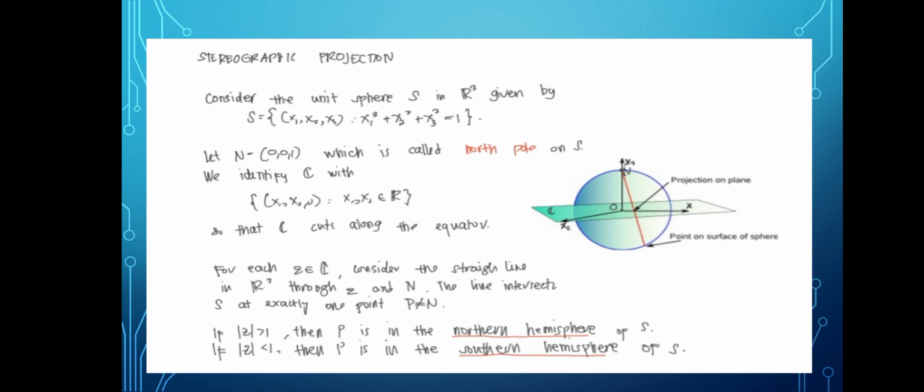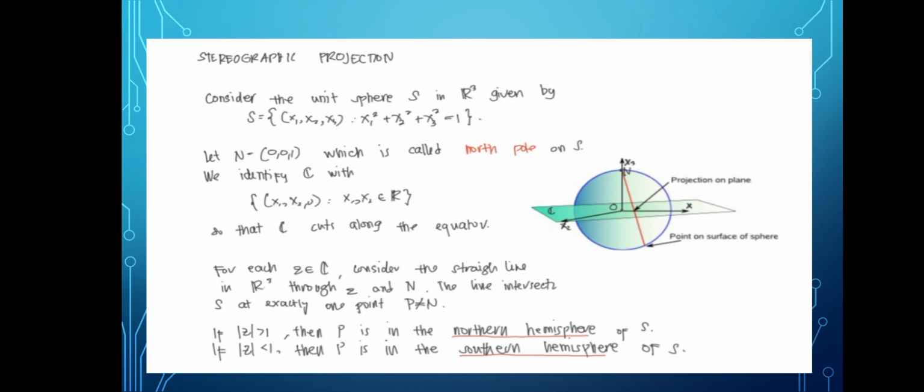The blue surface there will be called our sphere. By the way, a circle and a sphere are different. As we see, at the very top of our sphere we have N, which is considered our North Pole. We identify C with (x sub 1, x sub 2, 0), such that x sub 1 and x sub 2 are elements of R, so that C cuts along the equator. We know that the equator is the line that centers our sphere.